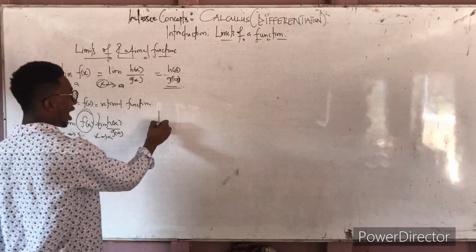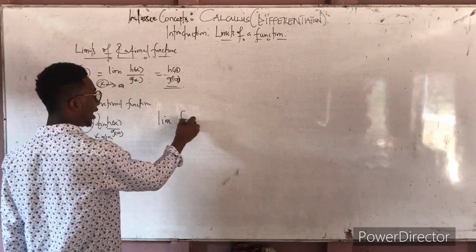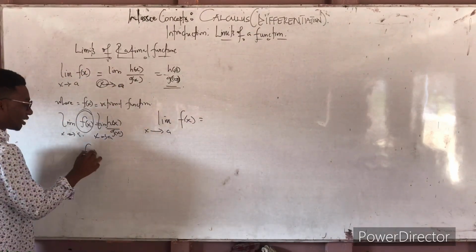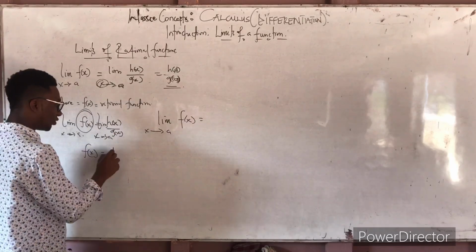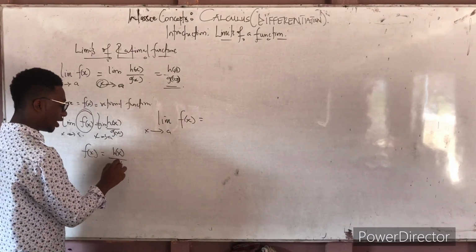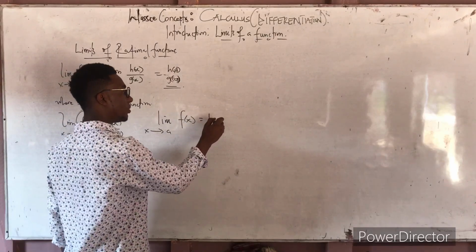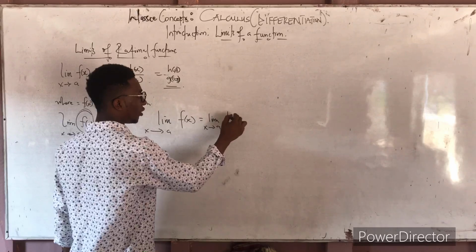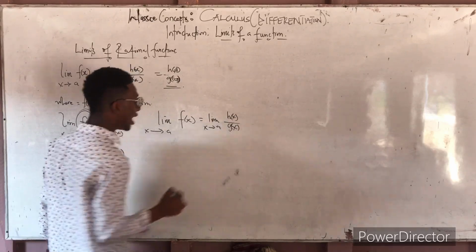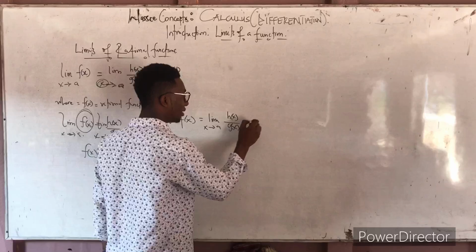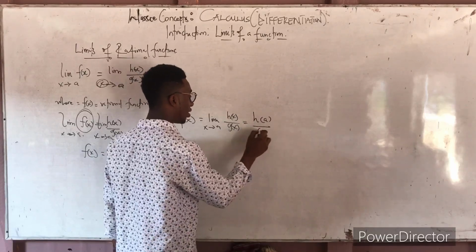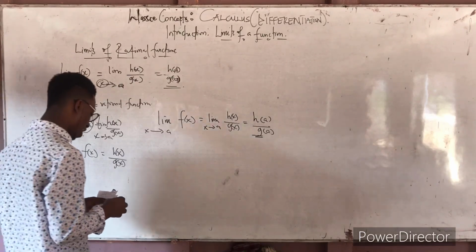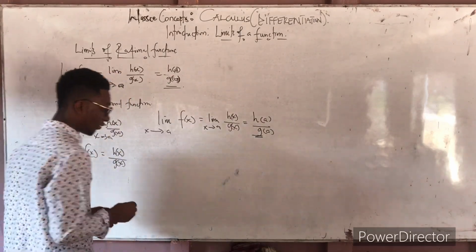So what it means is that I have my limit of a rational function f of x as x approaches a. The function f of x can be simplified to, let's say, h of x divided by g of x. Then my limit now becomes the limit as x approaches a of h of x divided by g of x. If that is the case, then my limit can now be h of a divided by g of a. And this is the limit of a rational function.